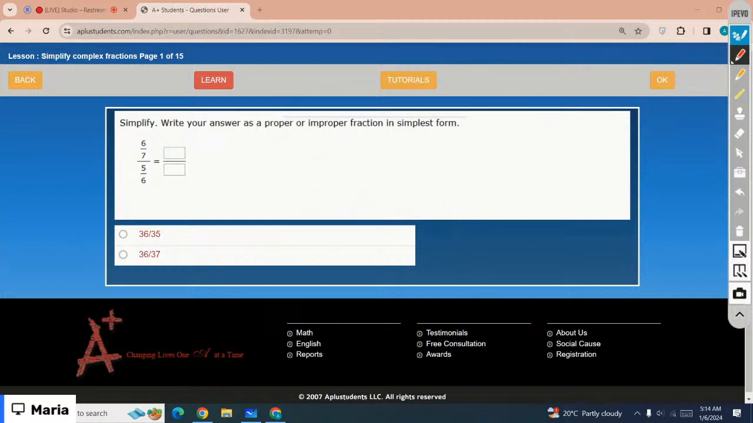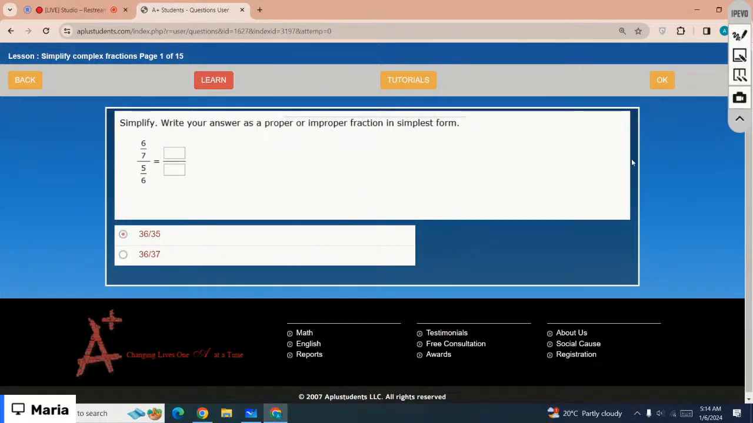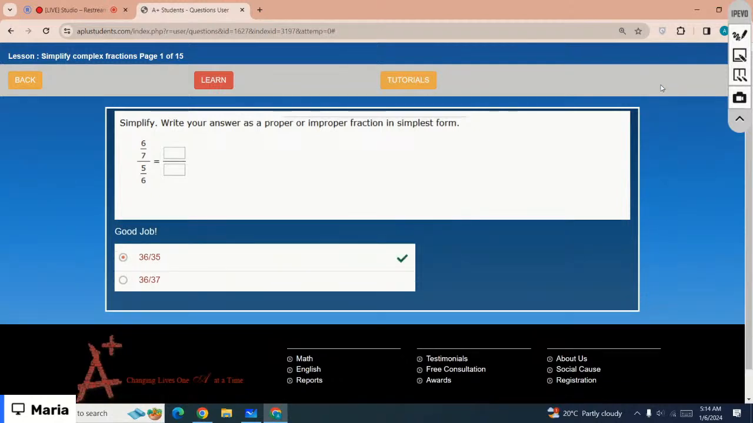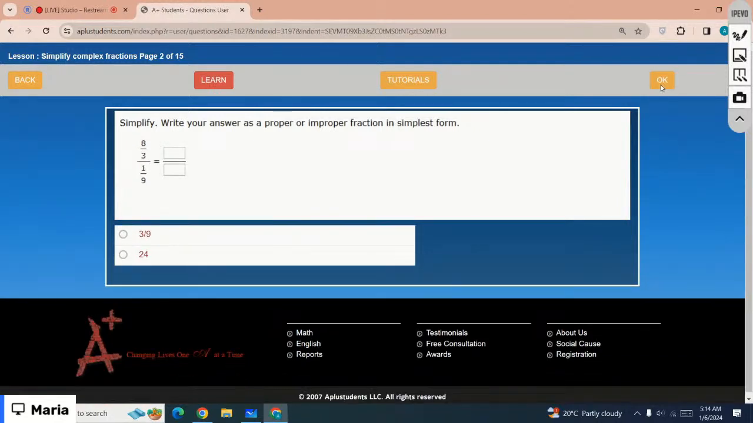Okay, let's move on to the next one. Now for the next one, you have to solve the question in your notebook and write the answer in the chat box. The next one is simplify. Write your answer as a proper or improper fraction in simplest form. So which is the correct option?